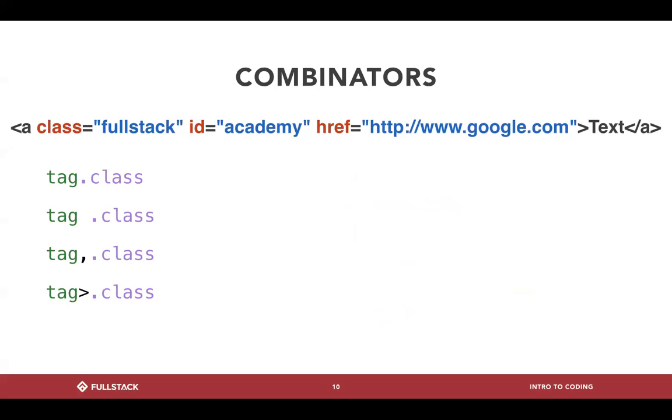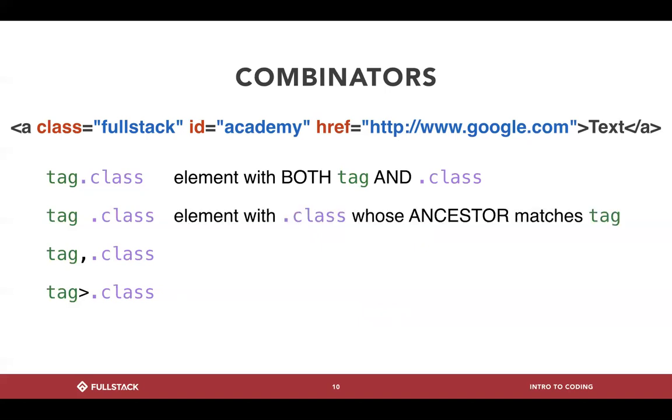Combinators is a fancy term to say ways that we can combine different selectors, right? So we have a selector that's a tag, and maybe we want something that is a tag of a certain sort that also has a class. So an element with both this tag and this class. Maybe we want something that has a space in the middle. So an element with a class who has some ancestor that has a specific tag.